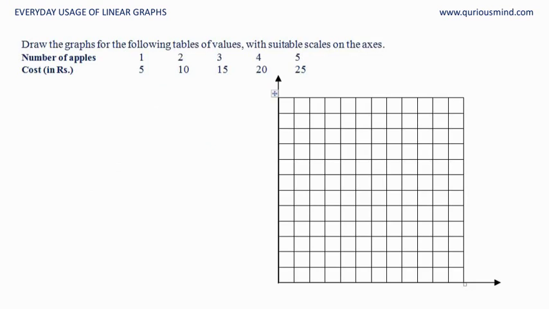Draw the graphs for the following tables of values with suitable scales on the axis. Number of apples and cost in rupees. So we'll show number of apples on the x-axis, and on our y-axis, we will show the cost in rupees. To draw the graph, we will have to plot the points. The number of apples was 1, that time cost was 5 rupees. So 1 here and 5. So this is 1 point.